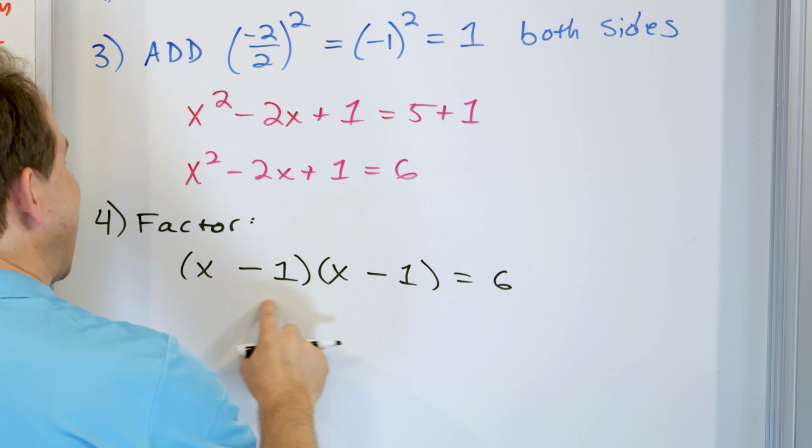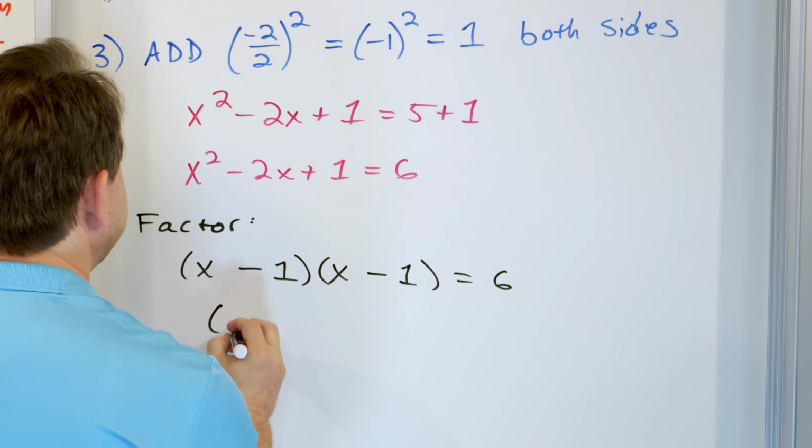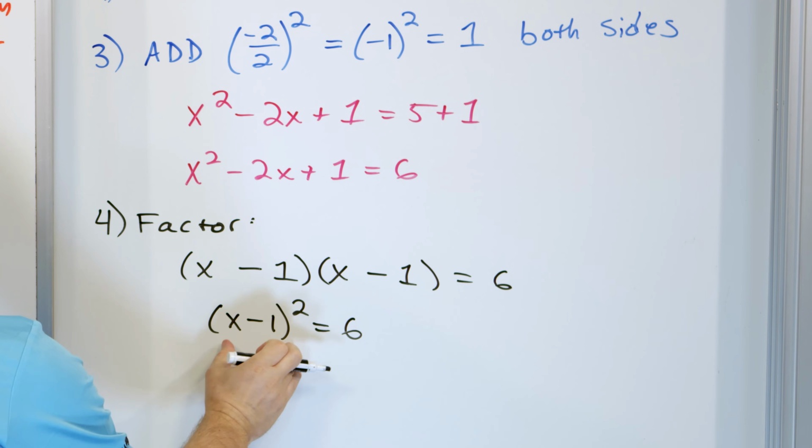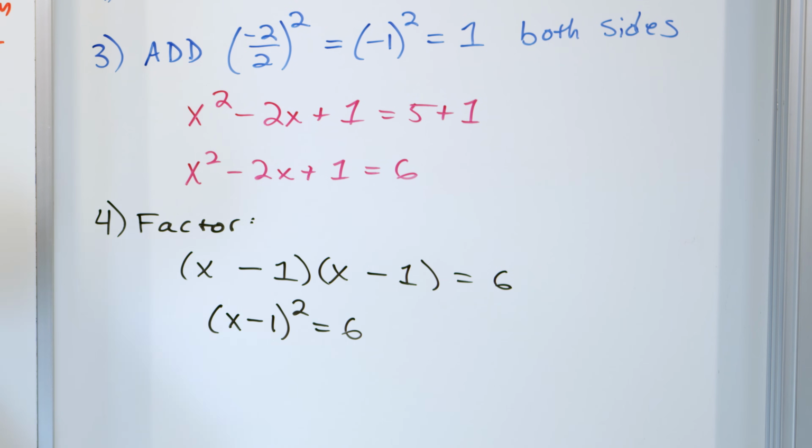Now I can see they're identical twins. That's what I should always get. So it's going to be x minus 1 quantity squared is equal to 6. Now this is a perfect square quadratic. We just learned how to solve those. So we're going to solve.